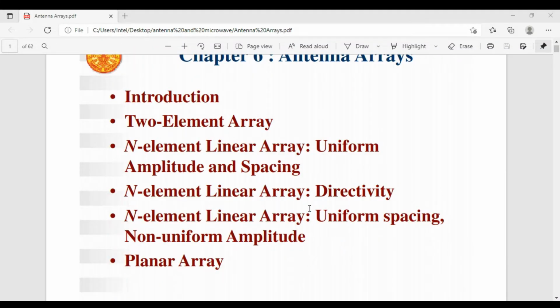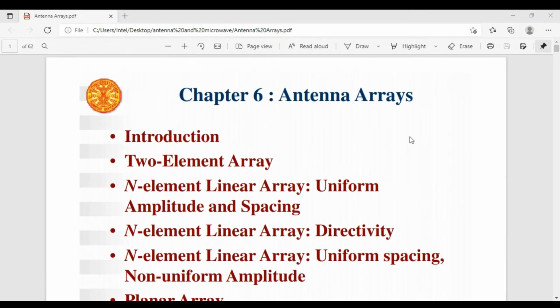Good morning. So today the topic is antenna arrays. An array means two or more elements. Here it is antenna arrays, used in order to improve the gain and directivity. What is the advantage of antenna arrays? To improve gain and directivity. To increase the gain and directivity, antenna arrays are introduced.